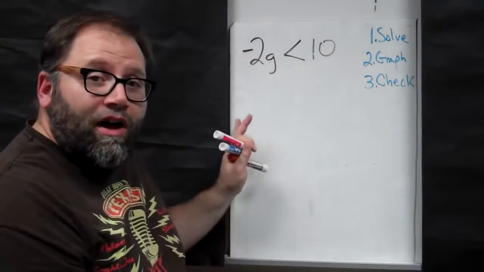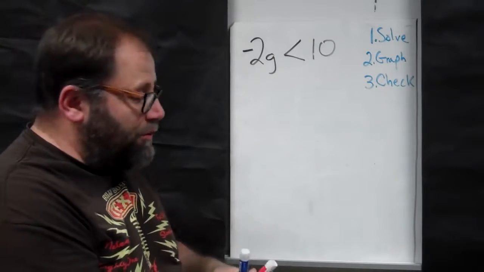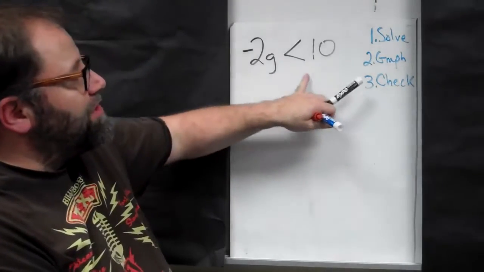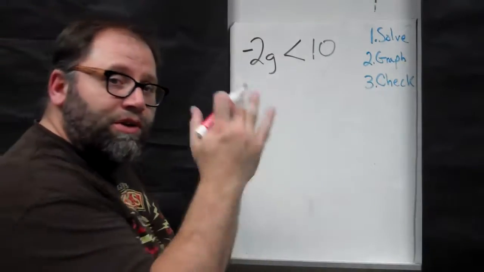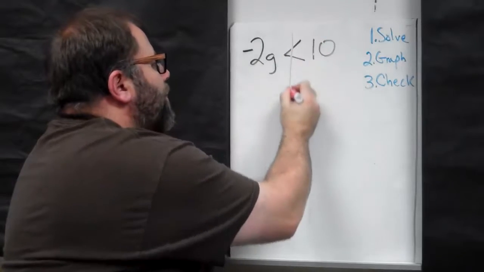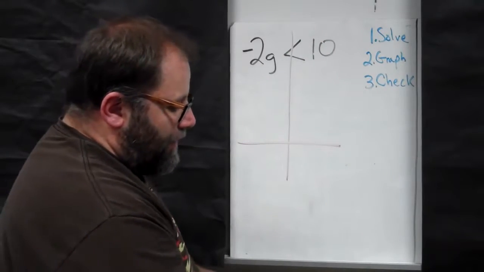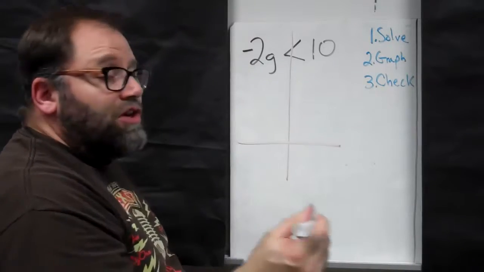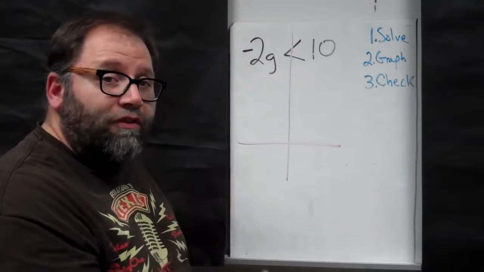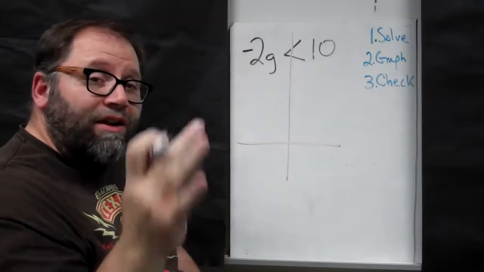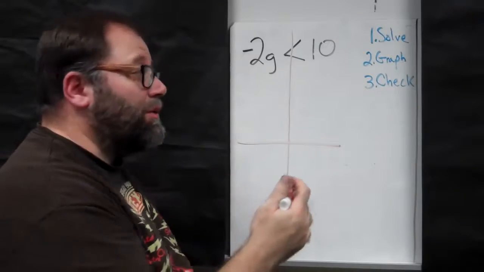So now here's where it gets fantastically more fun. So we have negative 2g is less than 10. We're going to do the same process. We're going to solve, graph, then check. We'll start with our wall, of course. And the thing that we've got to remember now is that there's a negative involved. And this negative we have to deal with. We have to deal with it with multiplication and division. And because of that, it's going to add a slight nuance to what we're doing here.